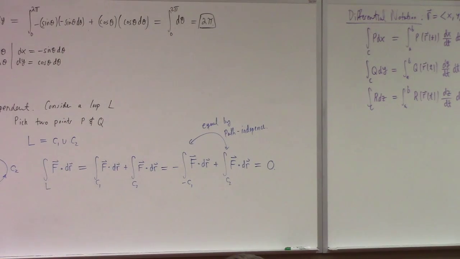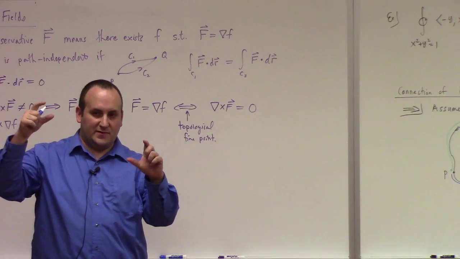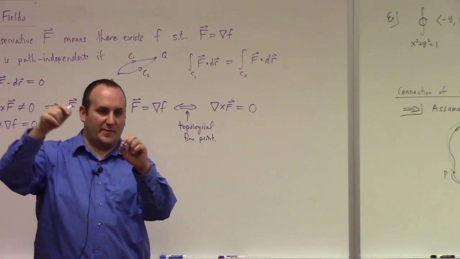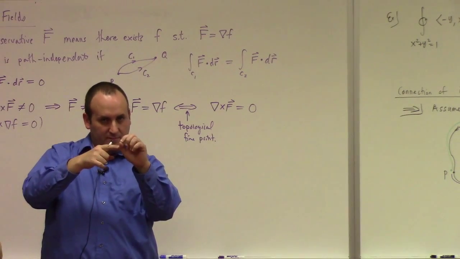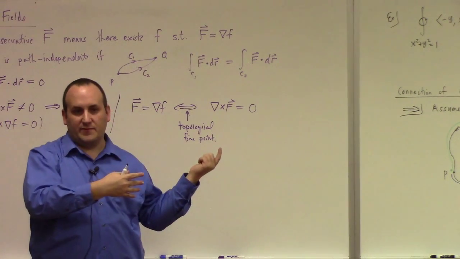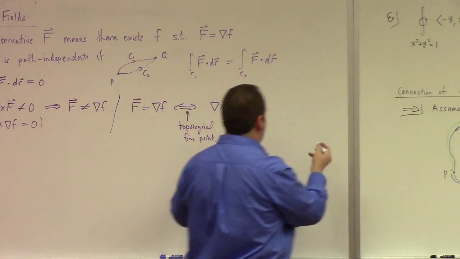It's not really that hard to see how to reverse this argument. What if you assumed that 3 was true? How would you get that 2 is true? Assume a loop integral is 0. But you can take any loop. If you take any two paths between two points, you just reverse one of the paths, and then you've got a loop. So by almost the same argument, you can prove the reverse implication. You see what I'm saying?